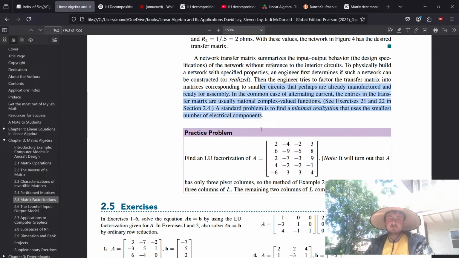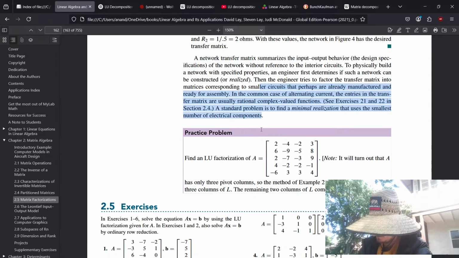Okay, this is going to be a good practice problem. Holy shit. 2, minus 4, minus 2, 3. 6, minus 9, minus 5, 8. 2, minus 7, minus 3, 9. 4, minus 2, minus 2, minus 1, minus 6, 3, 3, 4.